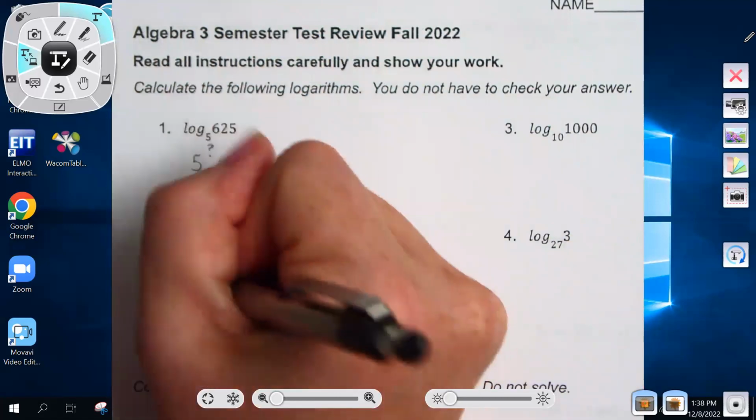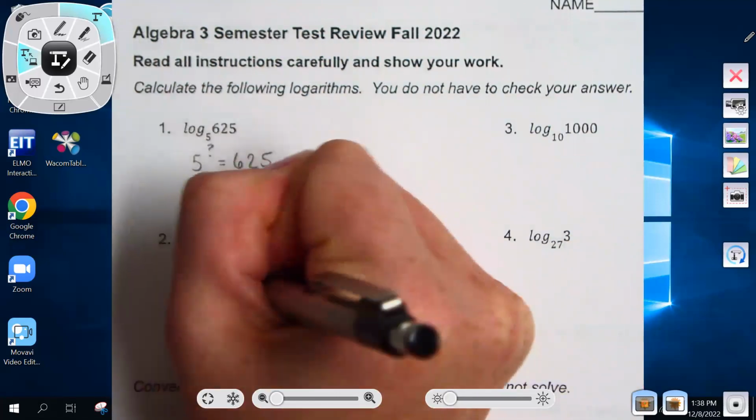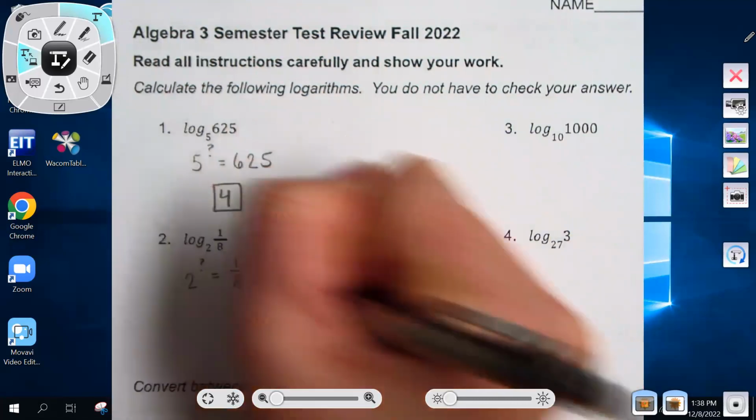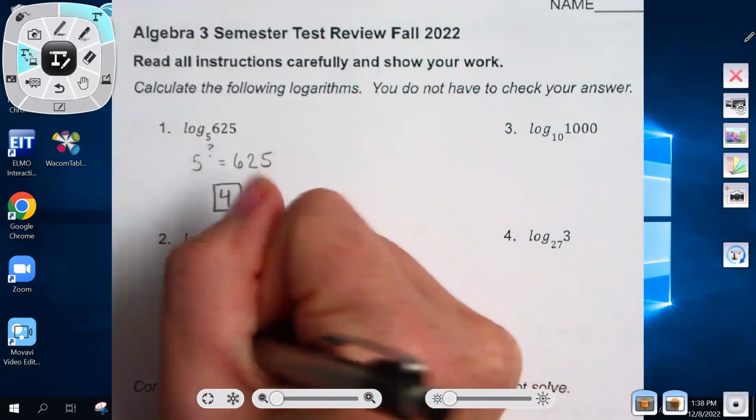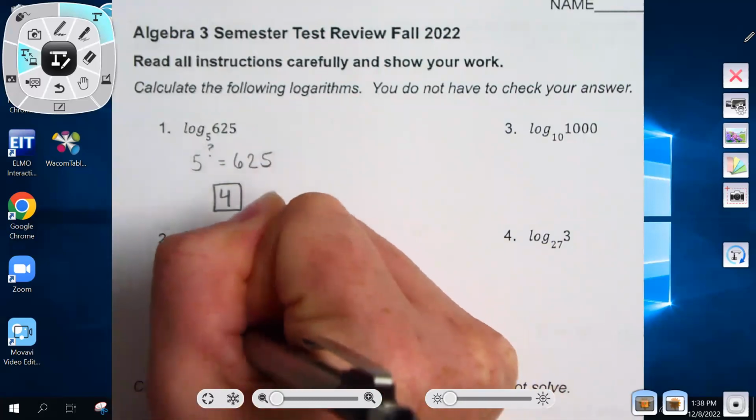Okay, number 2, this logarithm is asking 2 to what power equals 1/8. If you have a whole number and you're raising it to a power, and you end up with a fraction, that means that your exponent has to be negative. In this case, it's -3.